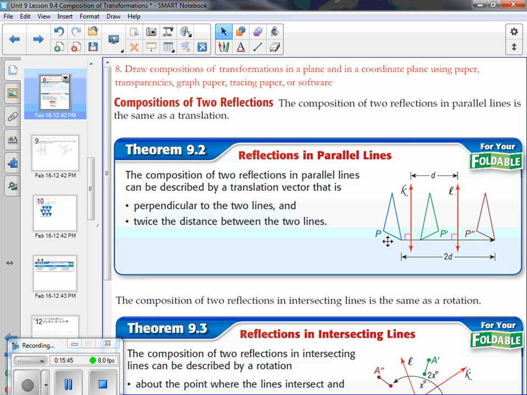Look here, we're starting with this blue triangle over here that has point P as one of its vertices. Then we reflect it and get a green triangle, and you see that the point P is now point P prime over here. Then we reflect it again, and the line of reflection is parallel to our original line of reflection.